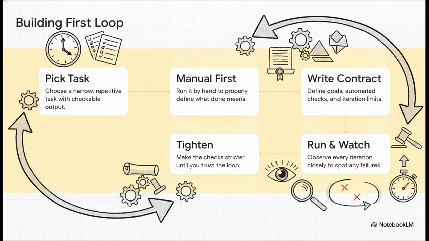Next, write the loop contract, setting your goals and checks. Then run the loop closed and watch every iteration to see where it messes up. And finally, continually tighten your verifier until the loop's standard of passing perfectly matches your standard.